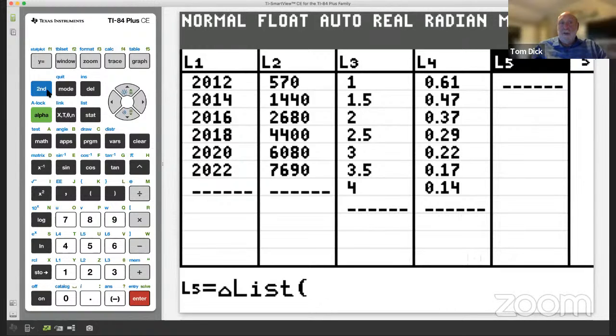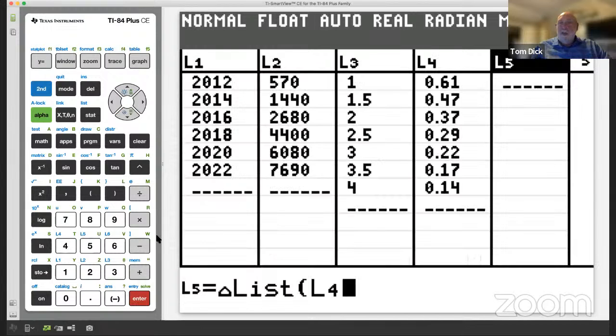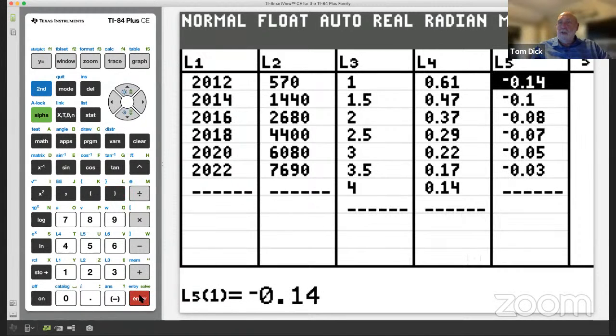So I'll go back now to LIST and go down and get L4. By the way, you can find L1 through L6 on the keyboard, so you didn't have to go into this. If you look down at 1 through 6, the second function of those is L1 through L6. But let me do delta list of L4, and let's enter that and see if it works.